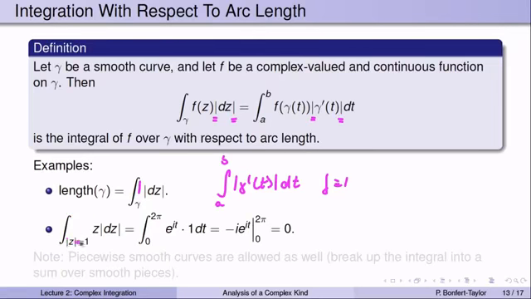Suppose we wanted to integrate over the circle of radius 1. If you remember, when we use this notation, absolute value of z equals 1, we automatically assume the circle is oriented counterclockwise. And typically we choose the parametrization gamma of t equals e to the it, where t runs from 0 to 2 pi.